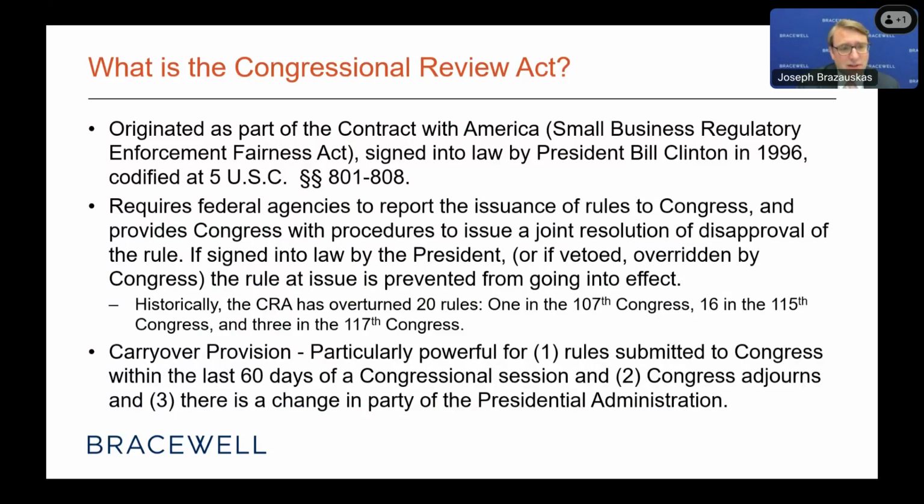First, it requires federal agencies to report the issuance of rules to Congress and provides Congress with procedures to issue a joint resolution of disapproval of the rule. If signed into law by the president, or if vetoed by the president and overridden by Congress, the rule at issue is prevented from going into effect.